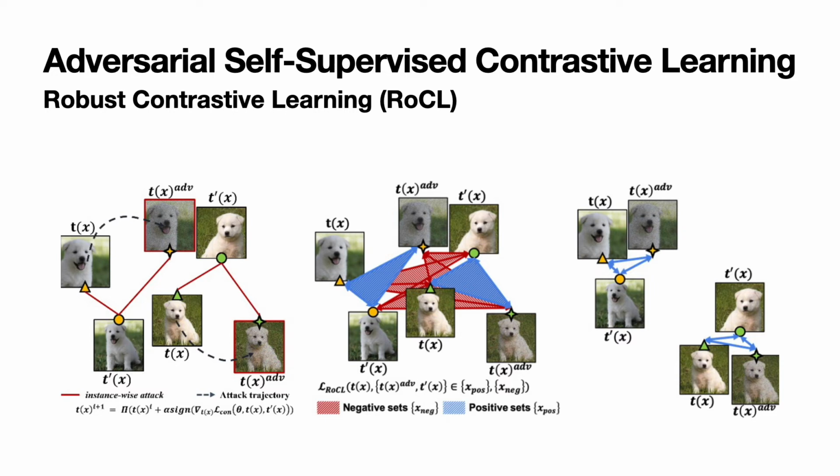ROCL, a self-supervised contrastive learning framework, is presented to adversarially train a robust neural network without labeled data, which aims to maximize the similarity between a random augmentation of a data sample and each instance-wise adversarial perturbation. Random augmentation is identical to SimCLR's.